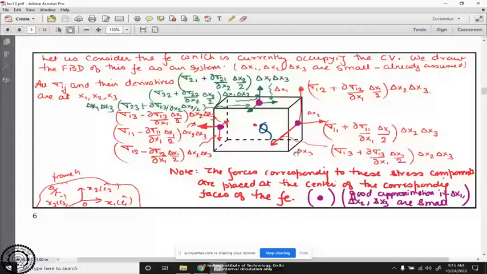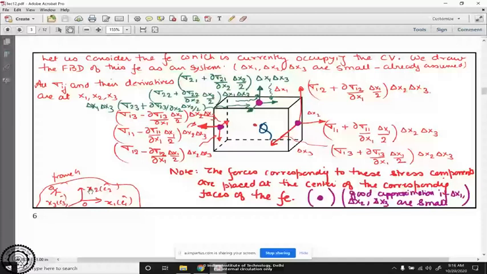A lot of terms are there. I will keep this slide for a minute, and I want you to pay attention to various indices of sigma on various surfaces and derivatives that are being used. Remember that all sigma values, sigma 1,2, sigma 1,1, and their derivatives are all at point Q. And this fluid element has dimensions delta x1, delta x2, and delta x3.